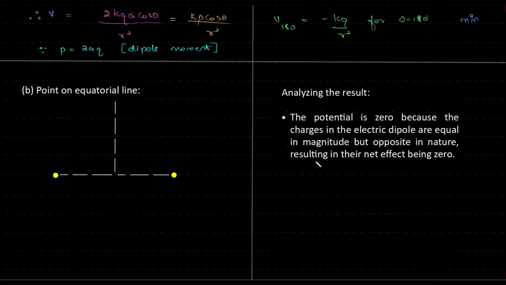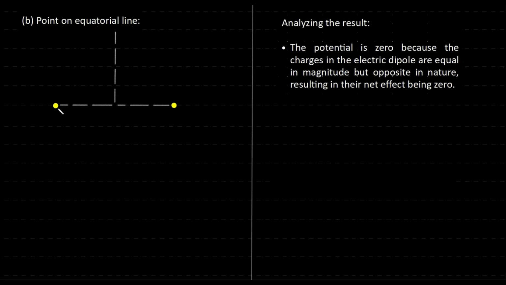Then the other case is your equatorial line. So this is minus q, this is plus q. So this is your equatorial line. So the angle between them is, yes, 90 degree. So cos of 90 degree is what? It is 0. Therefore, the potential over there is 0 volt. So along this line, the potential is 0. Reason being, potential is 0 because the charges in the electric dipole are equal in magnitude but opposite in nature, resulting in net effect being 0.